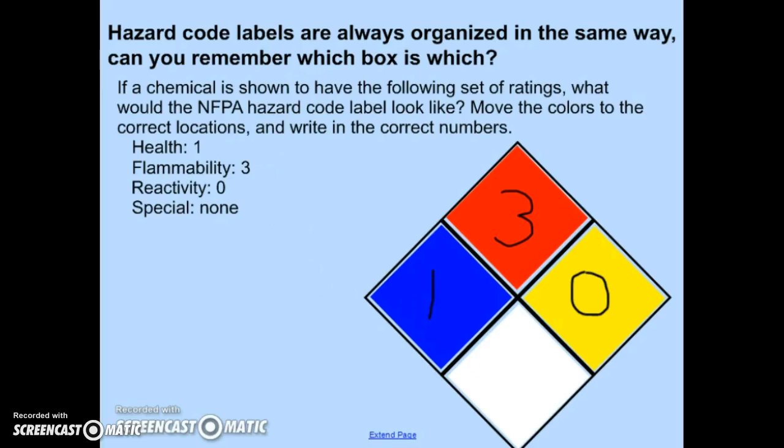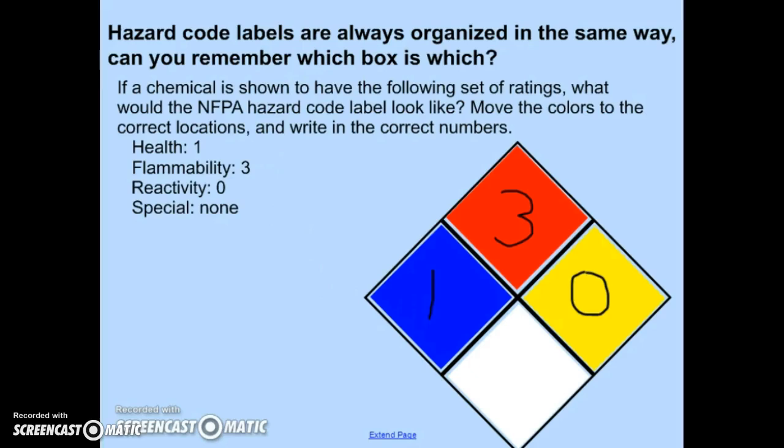It's not diborane this time. It's got a flammability hazard of 3, which is pretty serious. But the health hazard is only a 1. The reactivity is 0, meaning it's not going to react explosively with other stuff. And the special category gets nothing. There's nothing dangerous to worry about. No special things to worry about.